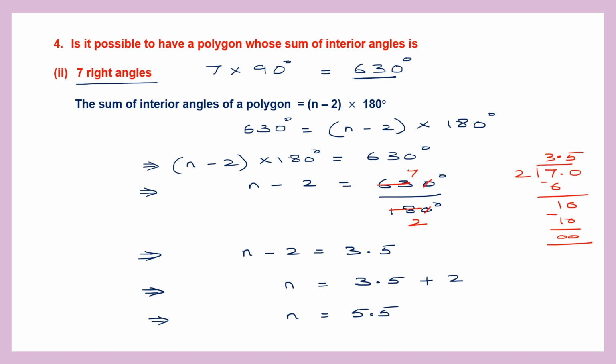Can you have sides like this? Can you have 5.5 sides? You cannot have 5.5 sides. Remember, I said this should be a whole number. If this is a whole number, then you can have a polygon whose sum of interior angles is 7 right angles. Now here, since you cannot have, the answer is no. So let's write the answer no. And this is the final answer. A polygon cannot have the sum of its interior angles as 630 degrees.